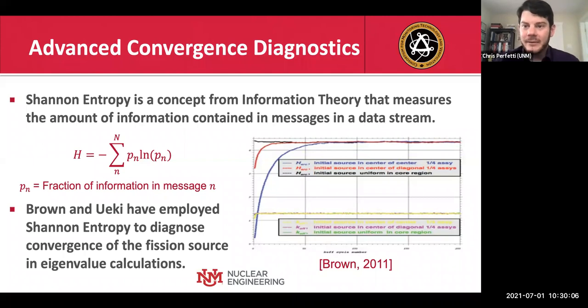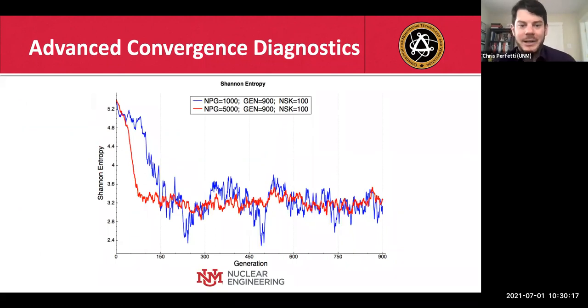So Shannon entropy looks at the evolution of that fission neutron distribution, and it's a much better metric for determining if things are converged. Here's a plot of Shannon entropy from a SCALE calculation I did. I used to work at Oak Ridge, so I used to use SCALE a lot. But you can see very clearly, right around here and right around here is when these simulations are converged.